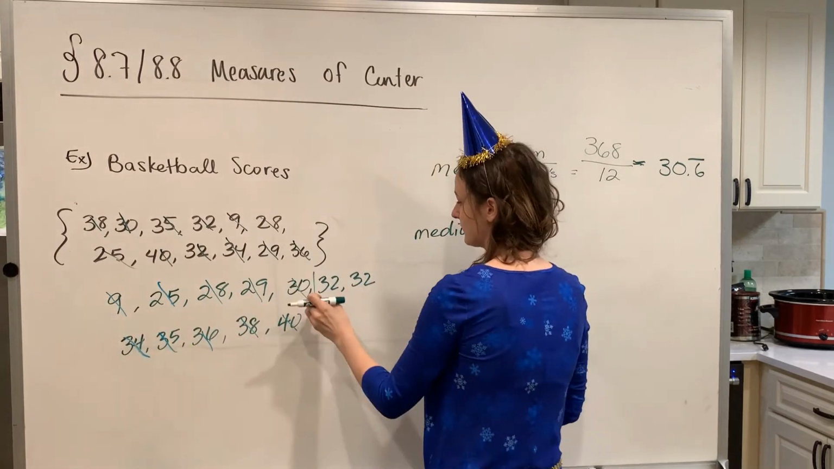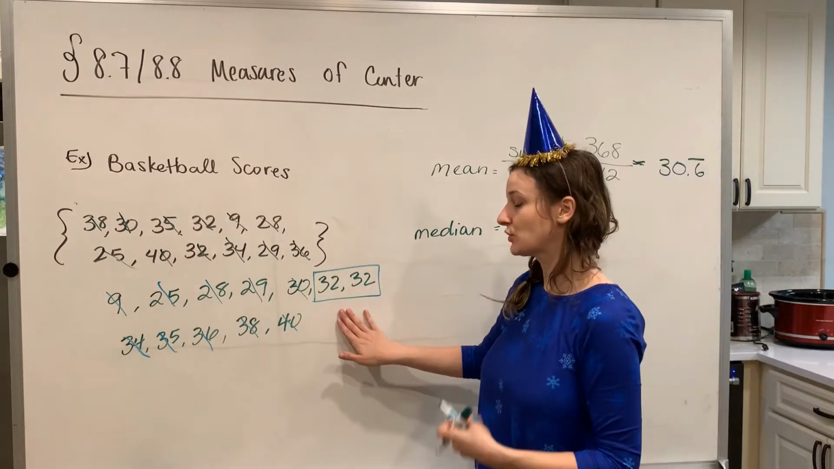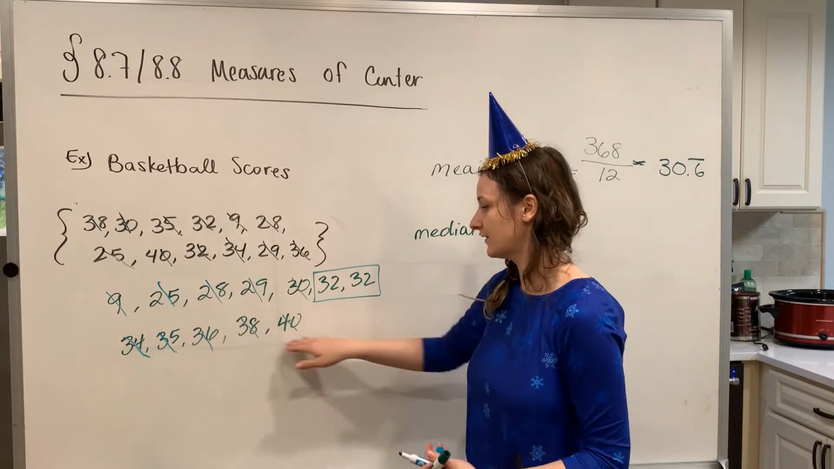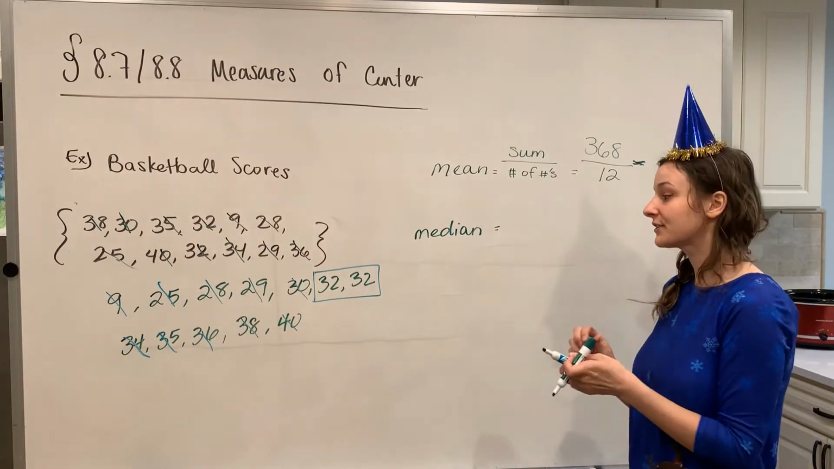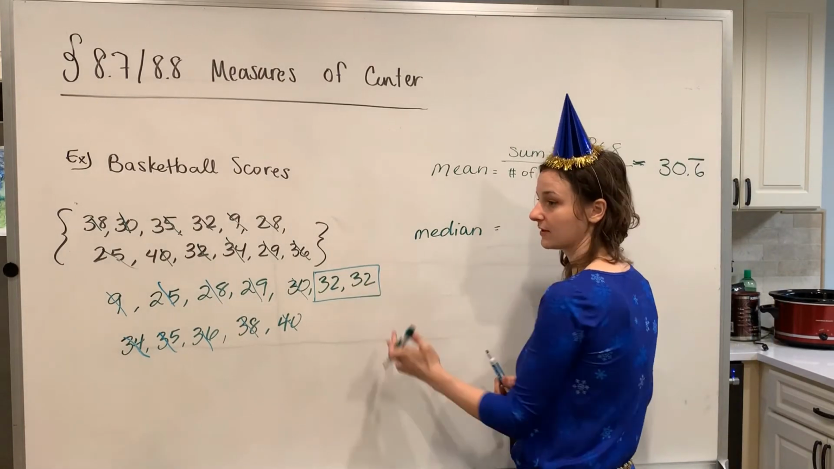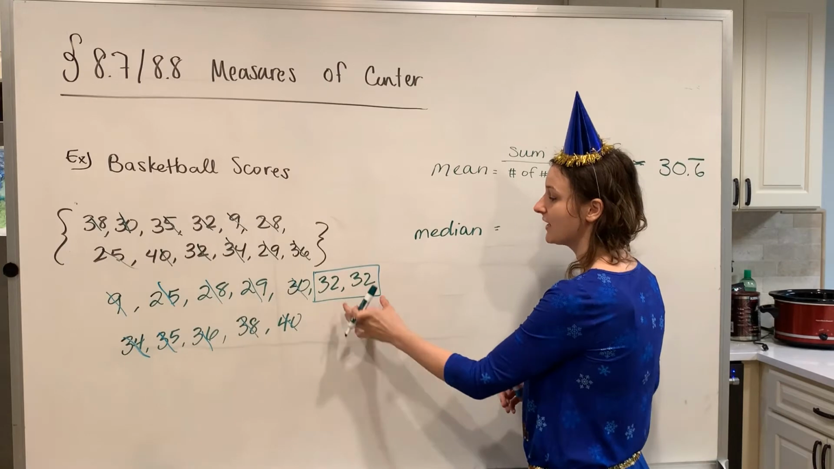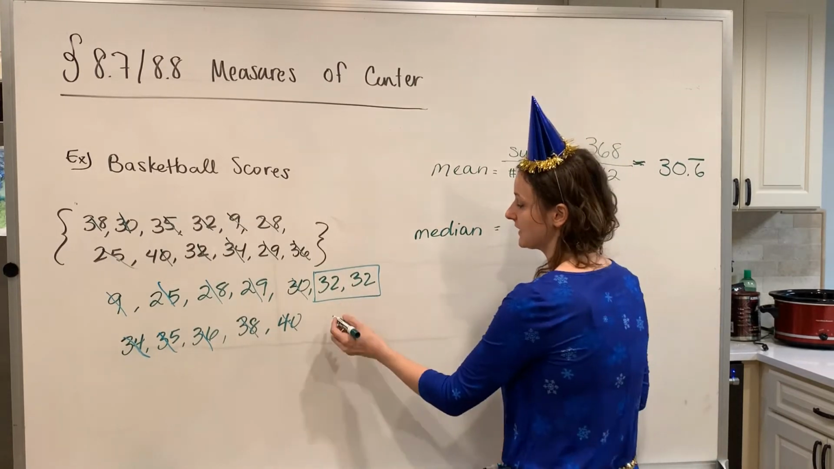Now notice here that you have two numbers in the middle. What's nice about this, and I say two numbers in the middle because you have 5 that are less than and 5 that are greater than, so these two are tied for that middle position. If they're tied, then you have to take the average of them. Sometimes it'll just be one number in the middle, but in this case we have two. Here these two happen to be the same number, but if they weren't, then you would take the average.